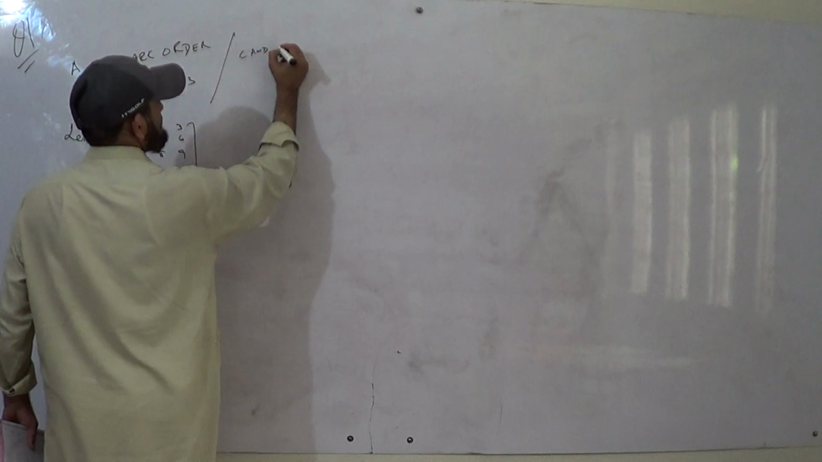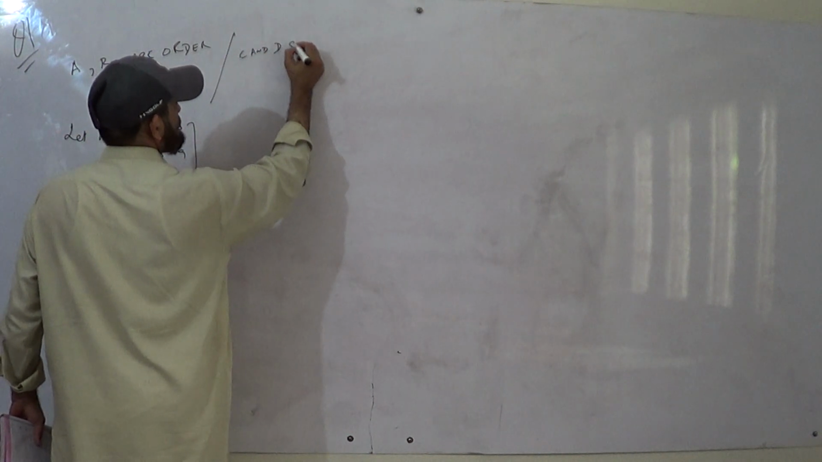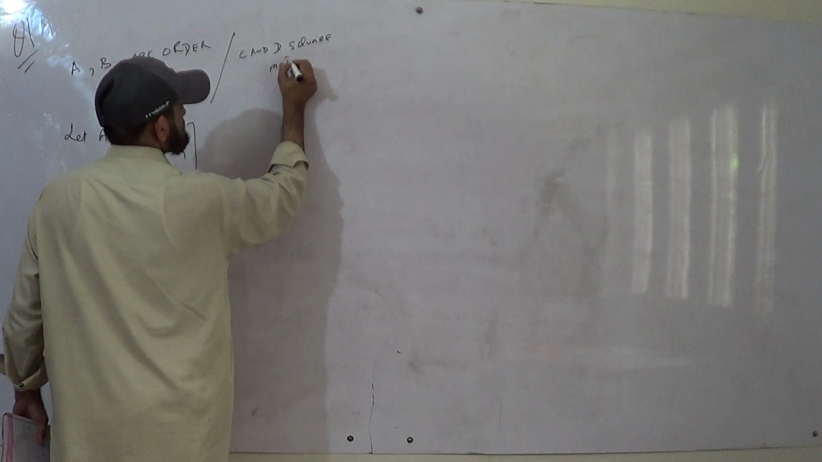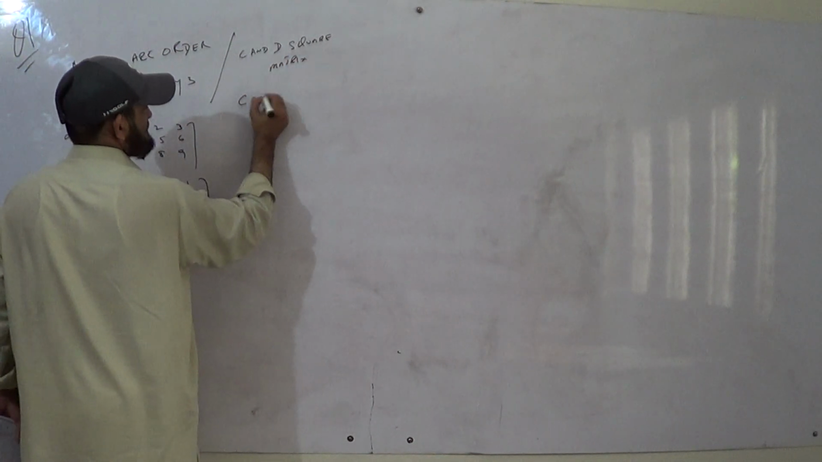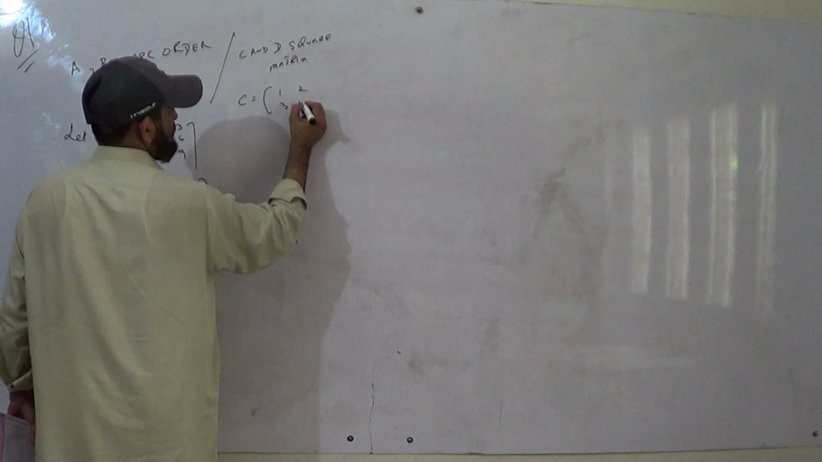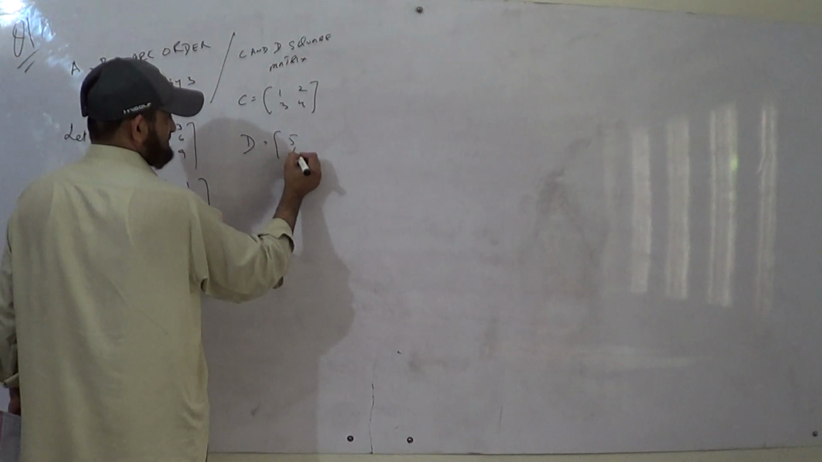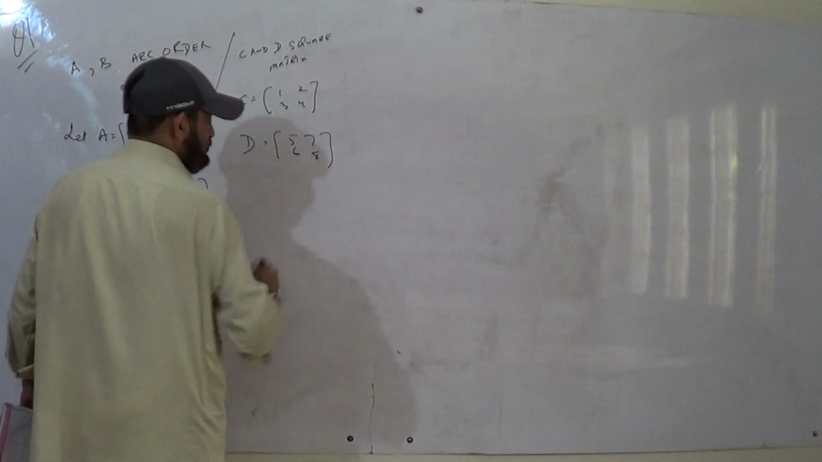C and D are square matrices, meaning C is 1, 2, 3 and 4, 2 rows, 2 columns. D is 5, 6, 7 and 8, 2 rows, 2 columns. Part number 1.